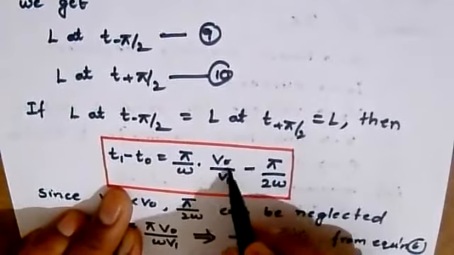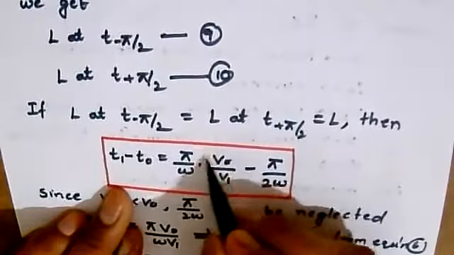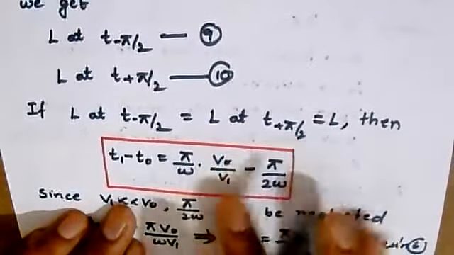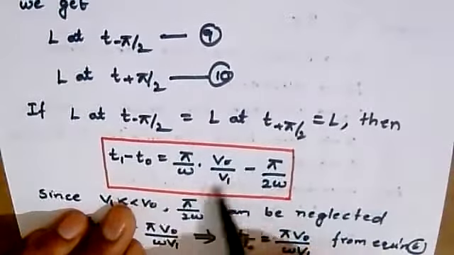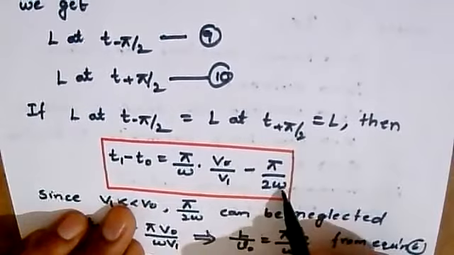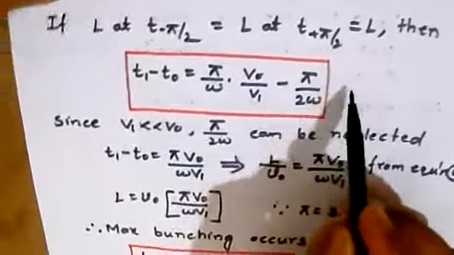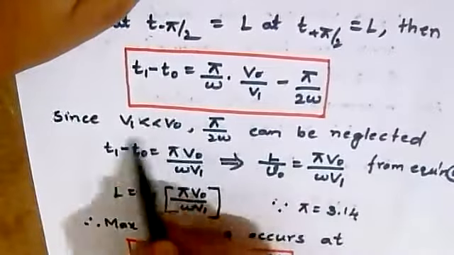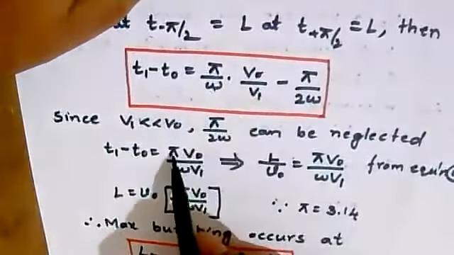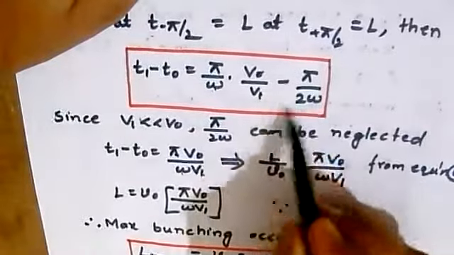Here V1 is taken to be very much less compared to the V naught that has been applied. Then this particular term, V naught by V1, has a very high value, so the term pi by 2 omega will be neglected here. Removing the neglected term, once again T1 minus T naught is equal to pi by omega, V naught by V1, that is, pi V naught by omega V1. So this has been totally neglected here.